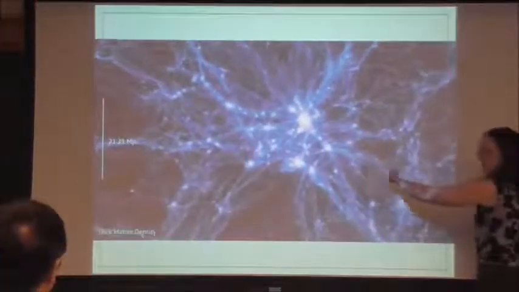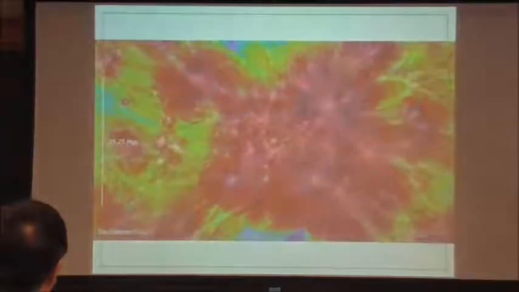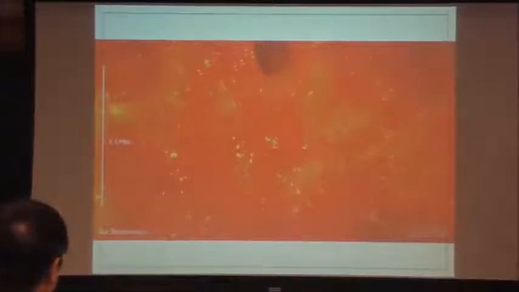You can see the periodicity with some repeated features on either side of the box. We're zooming into a big cluster. We're going to gas temperature now, with red being hot gas and yellow being slightly cooler gas. So all these yellow dots here are going to be where gas is cooling to form stars and galaxies.